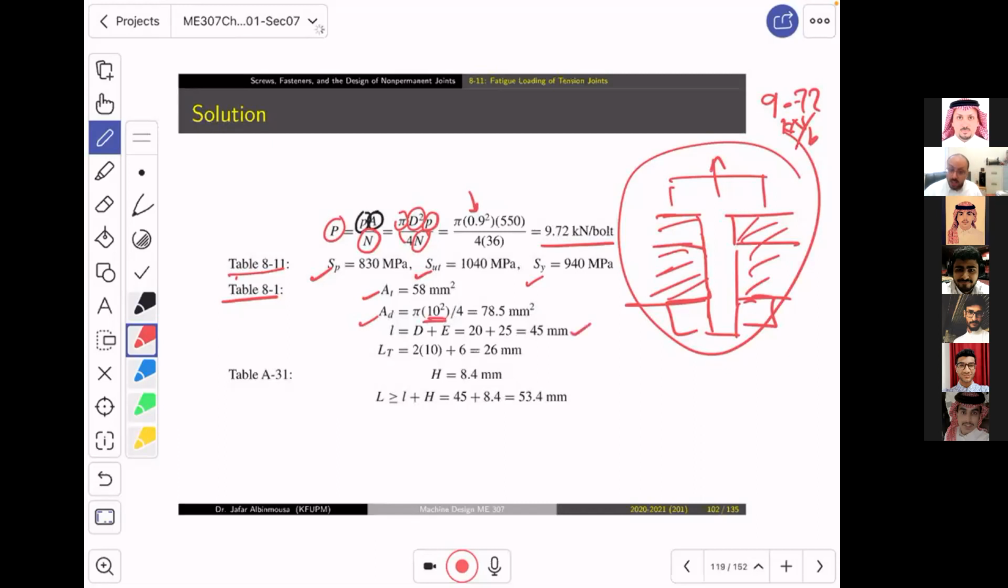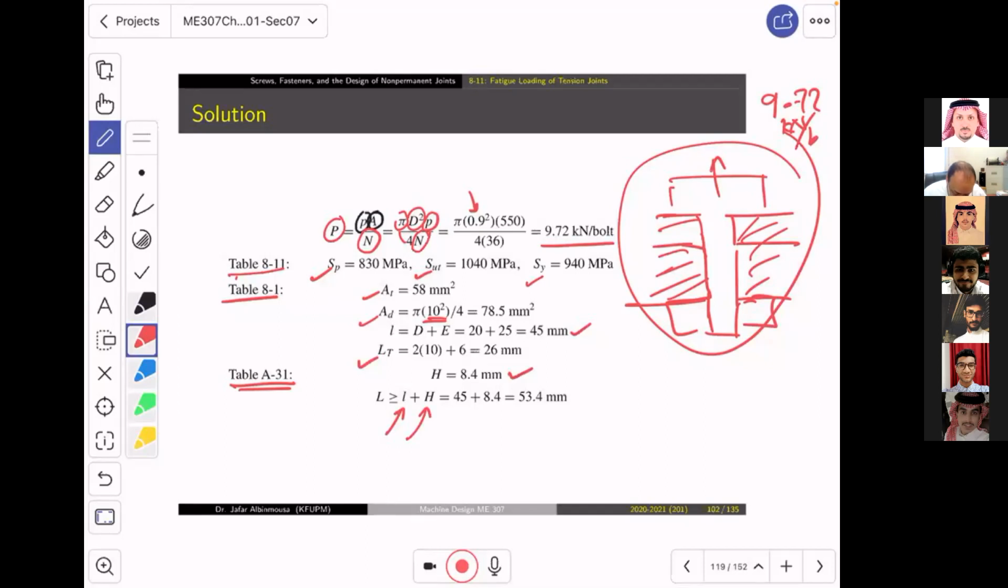That's the area. Then the same business. We go find LT, and then from table A31, we find for M10 the height of the nut, which is 8.4 millimeter. And then, do you remember the length of the bolt? The length of the bolt equals the length of the grip plus the head. It has to be greater than this.